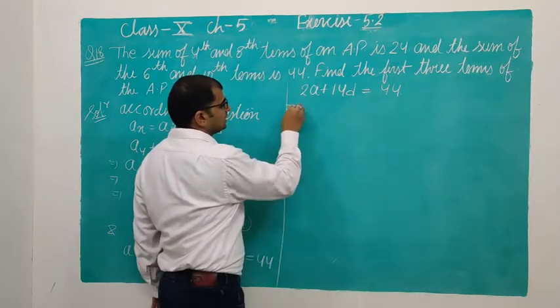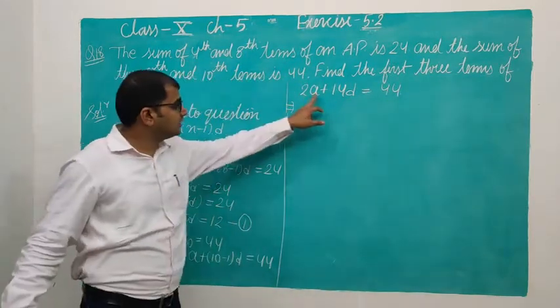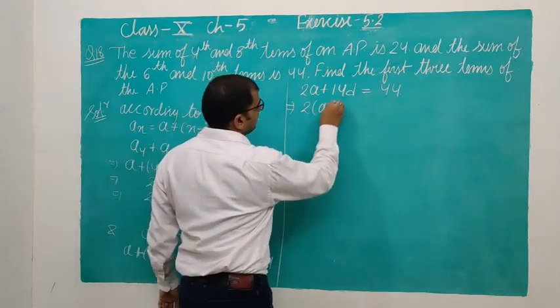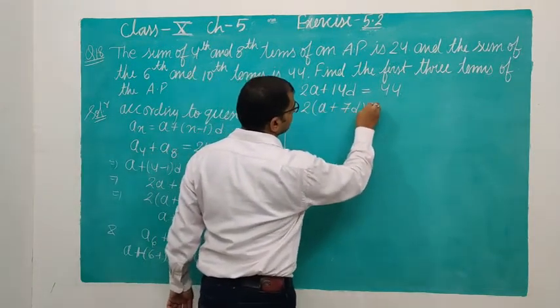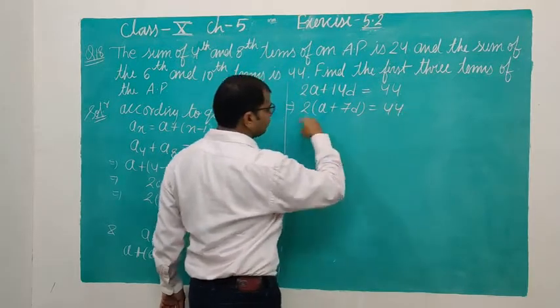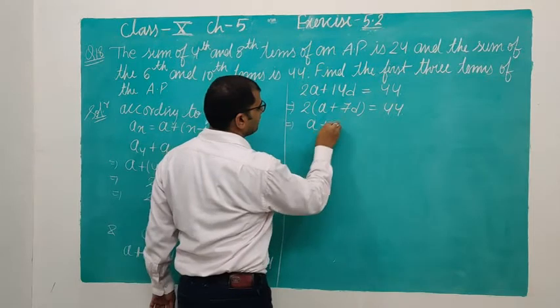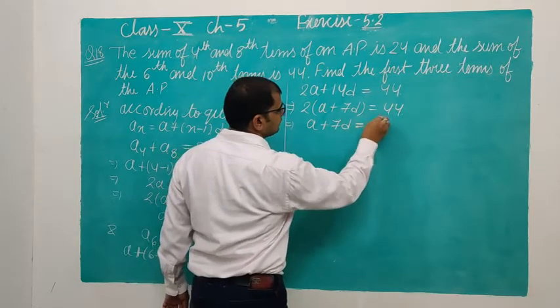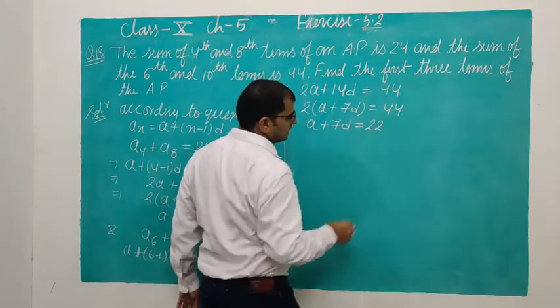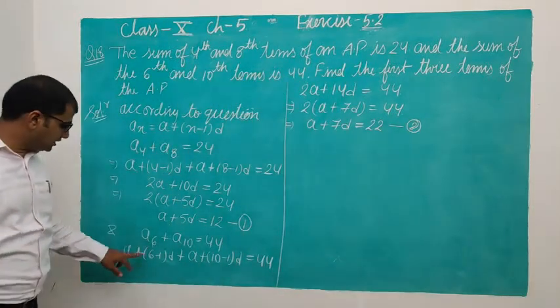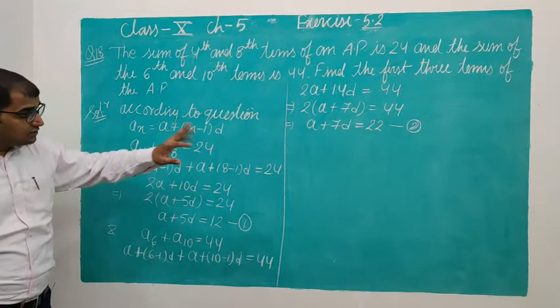Now again 2 is common. इसमें से भी क्या कॉमन आ रहा है, 2 कॉमन आ रहा है देखिए दोनों में से. तो 2 is common. The remaining is A plus 7D is equal to 44. और 2 से डिवाइड कर दीजिए, then what we get, A plus 7D is equal to 22. इक्वेशन नंबर 2. तो आपके पास देखिए 2 इक्वेशंस आ गई, इक्वेशन नंबर 1 एंड इक्वेशन नंबर 2.